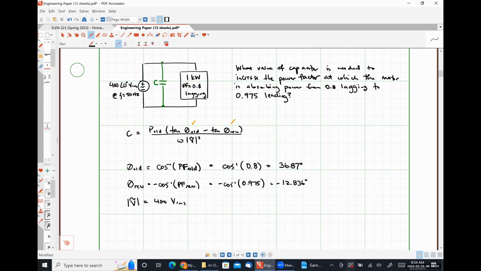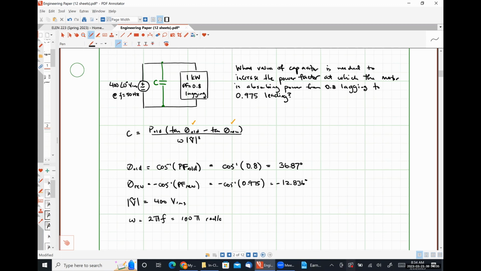What other piece of information did I give you guys directly? I would consider the frequency indirect. I did give you the linear frequency F. How do we get the angular frequency omega that we need? 2 pi times F, absolutely right. So omega is 2 pi F. That's going to be 100 pi radians per second.